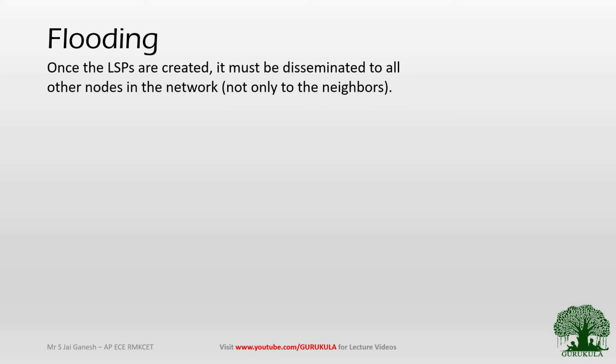Once the LSPs are created, they must be disseminated to all other nodes in the network. Keep in mind, they should not be disseminated only to the neighbors, because each and every node in the network should know about the complete topology of the network. So in order to do this, we need to send the LSPs to every node in the network. So how can it be done? This can be achieved by a process called flooding.